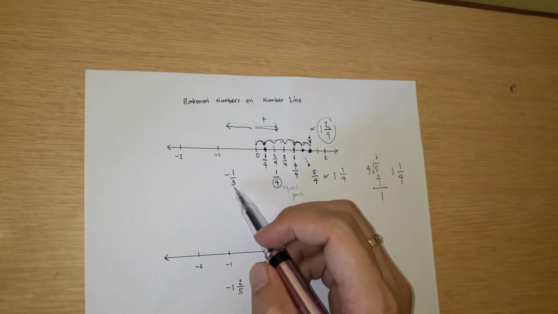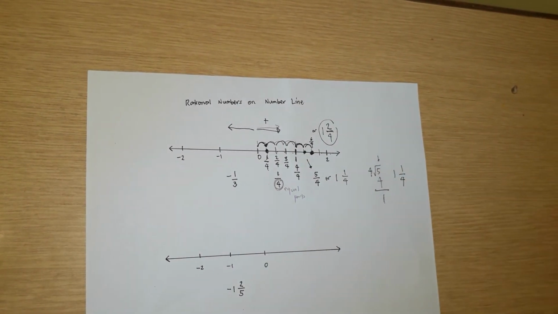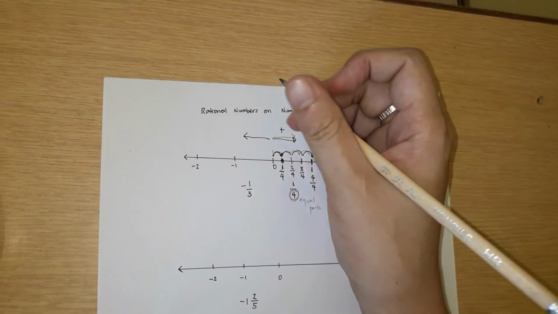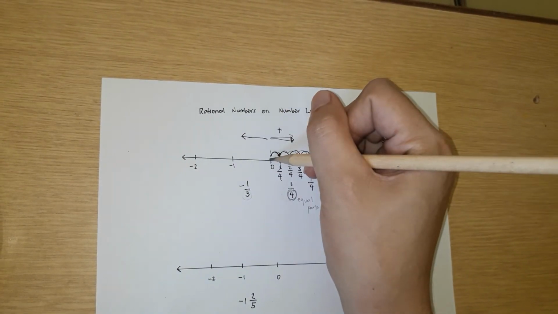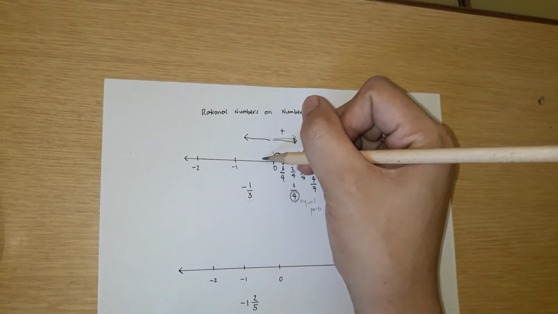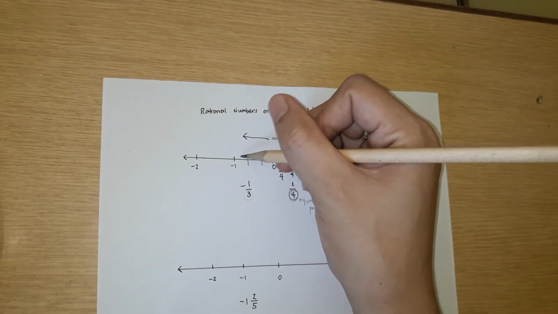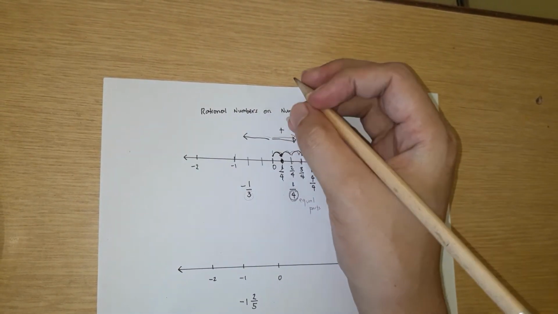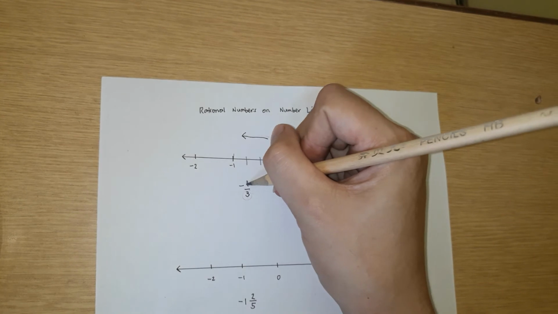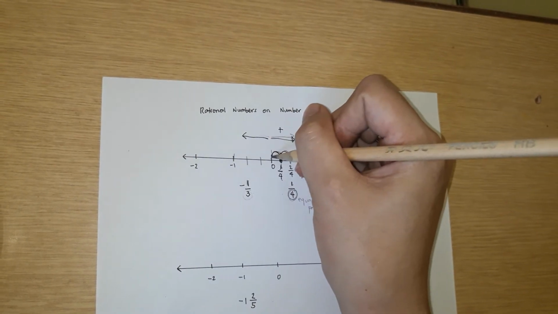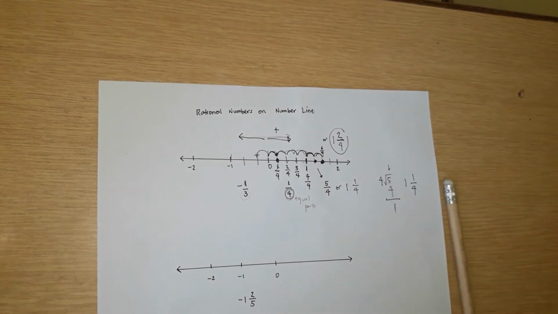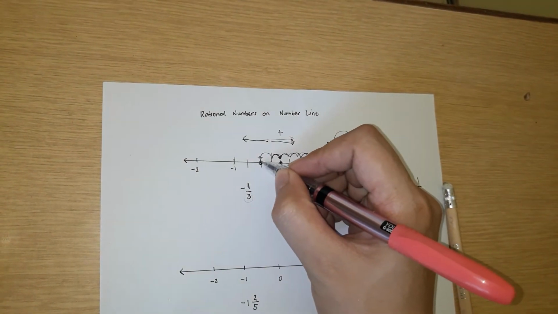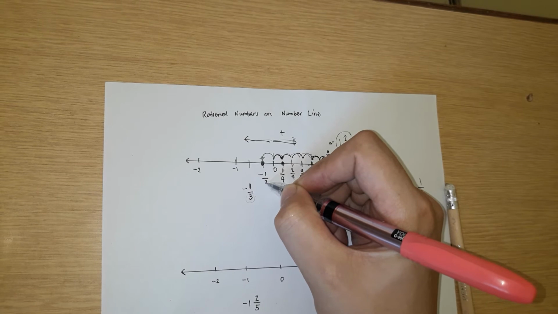Next, we'll proceed with -1/3. For -1/3, ibig sabihin, how many equal parts? 3. Because it's negative, from 0 going to the left. So 1, 2, 3. So there are 3 equal parts, and you're going to have only the first part. So 1. So ibig sabihin, -1/3 is this. This is -1/3.